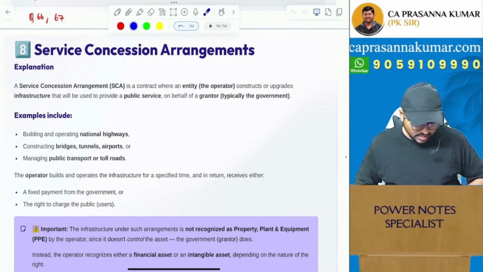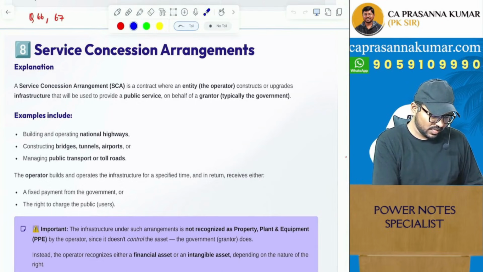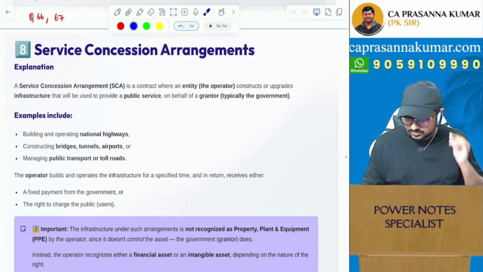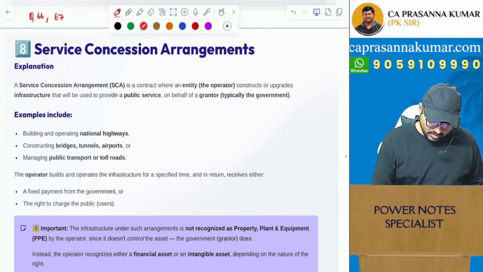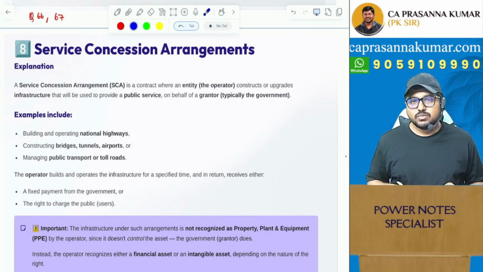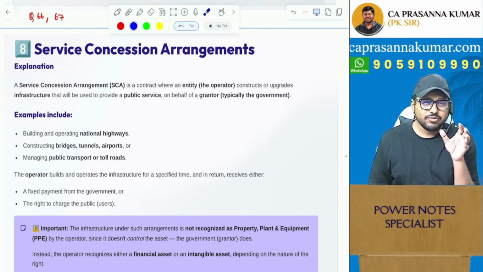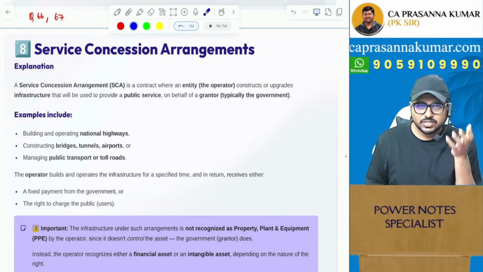Service concession arrangements. Important. Mark it as important. Very good concept. Let's continue. Now, mark this as important because there's a lot of confusion going on with respect to understanding the service concession arrangement.